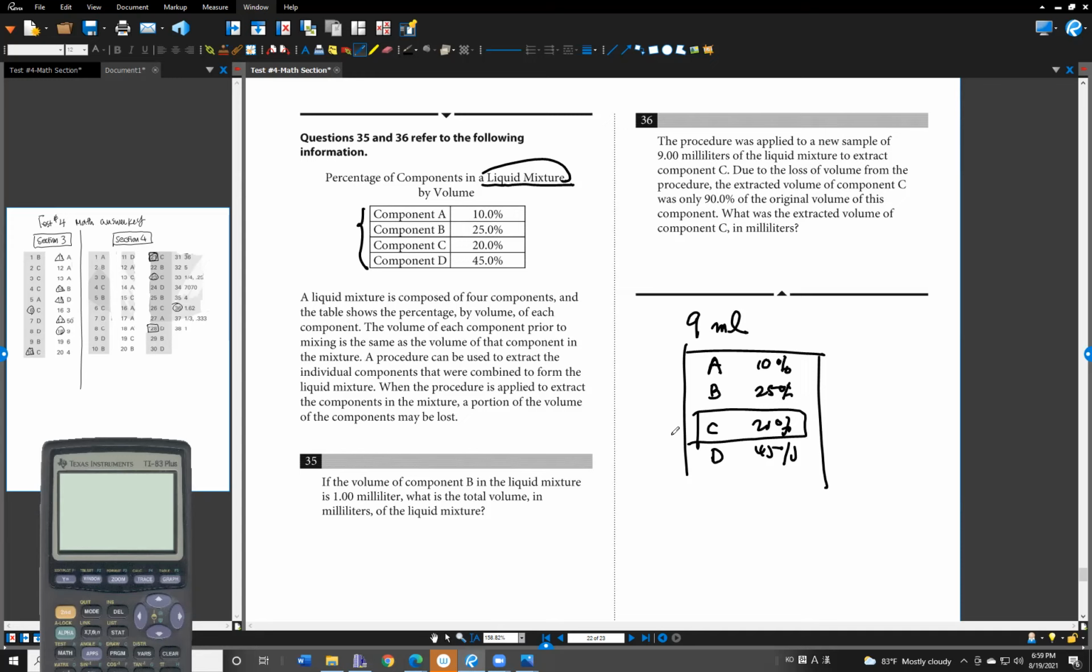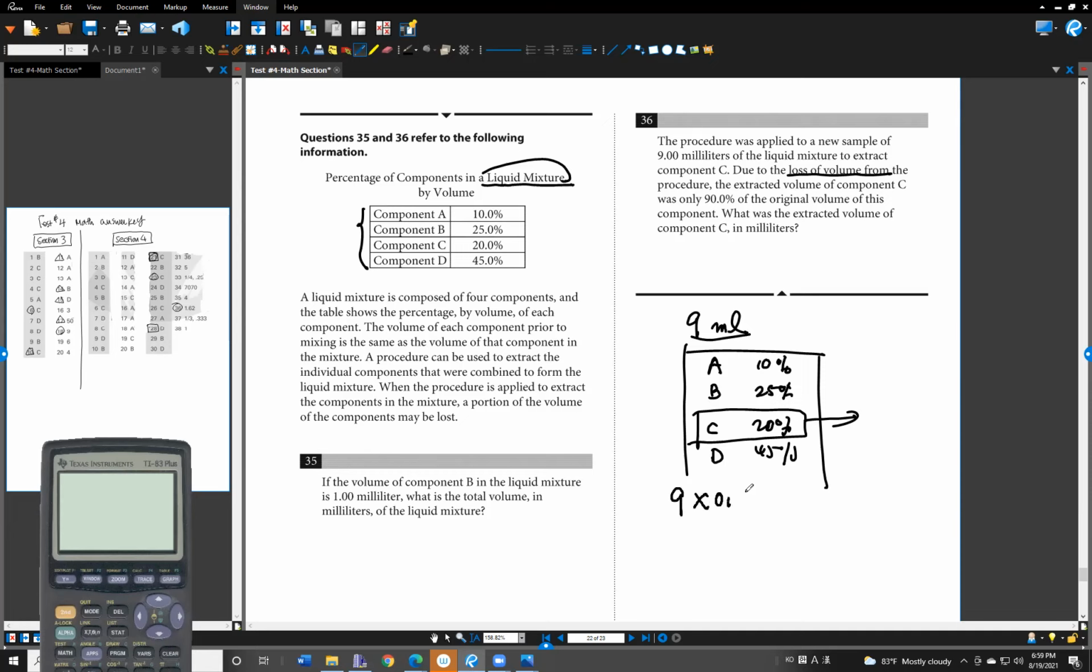Due to the loss of volume during the procedure, there is some loss of volume. They're not going to take away all 20% of the 9. Okay, anyway, we're going to find the right 20% of 9. How much is it?